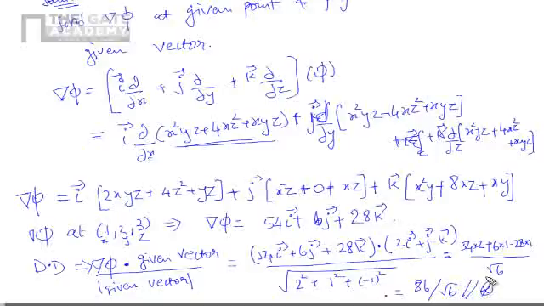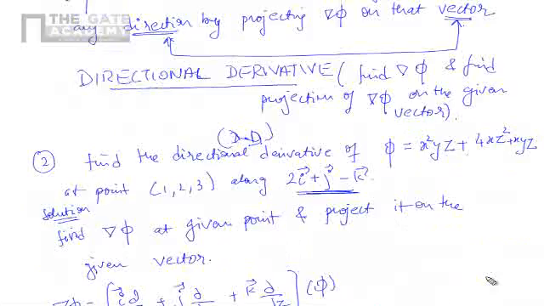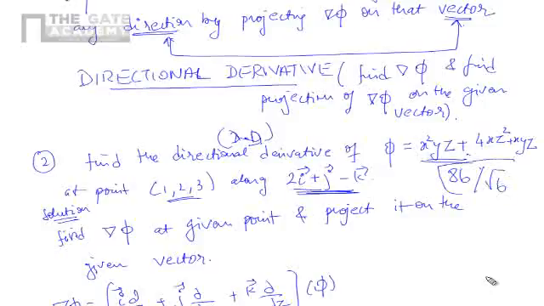86 by root 6 is the variation of phi, where phi is given like this, at the point 1 comma 2 comma 3 along this direction. So the answer is 86 by root 6. This is the answer. Okay. Now this is another interesting question.